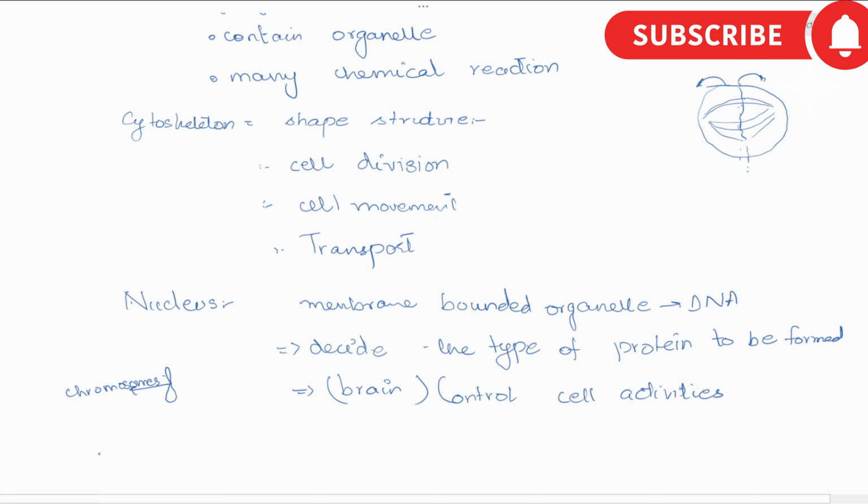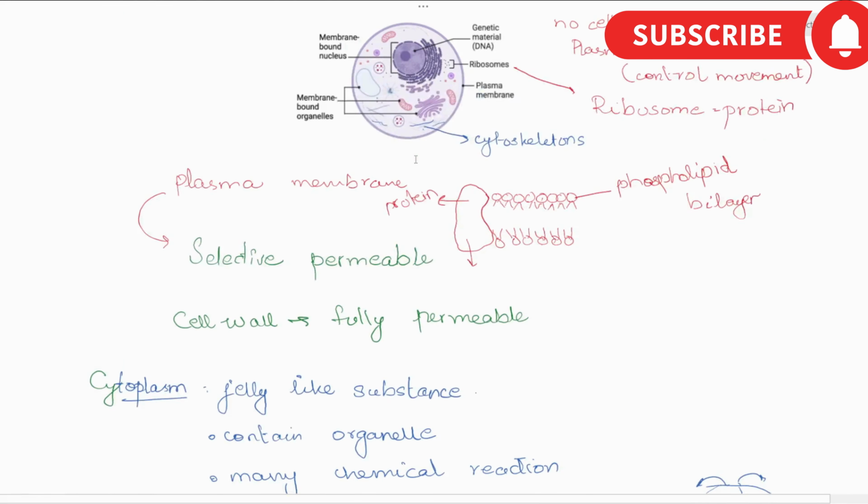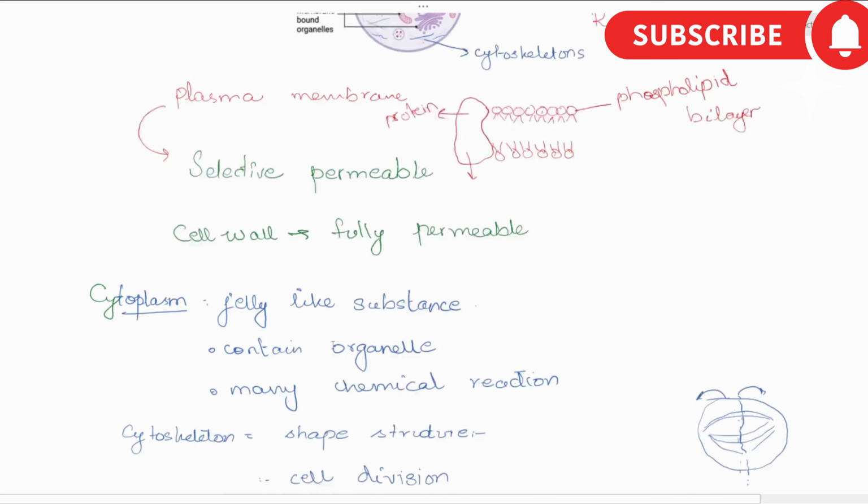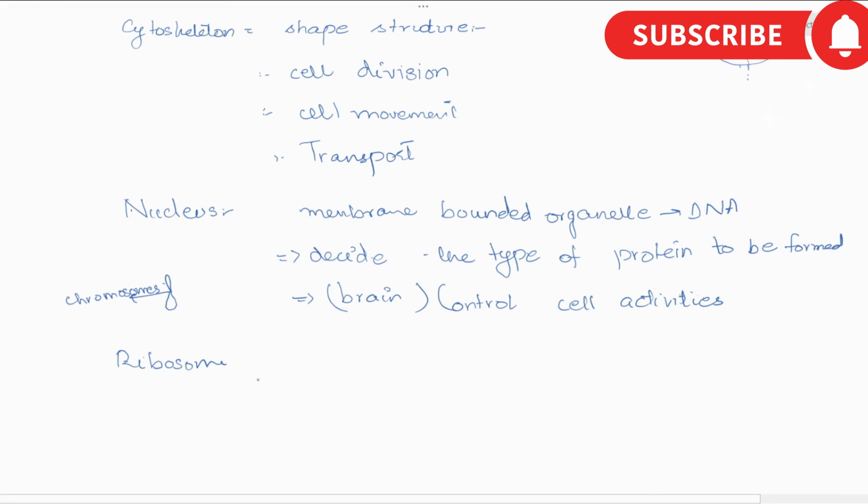Okay, the next one, the last one, the ribosomes. Let's have a look at the cell again. If you look carefully with the nucleus, there is a certain network present. This one, right? A network with nucleus. This network is known as endoplasmic reticulum.